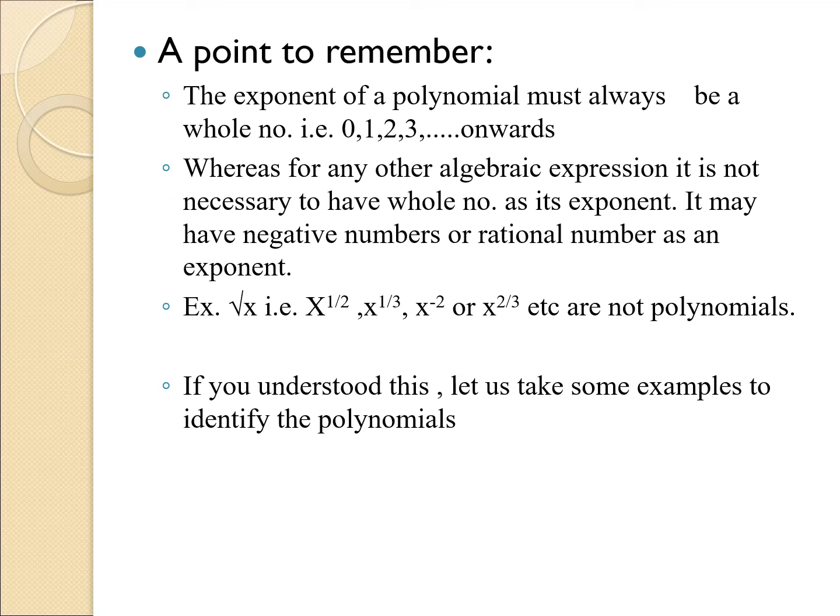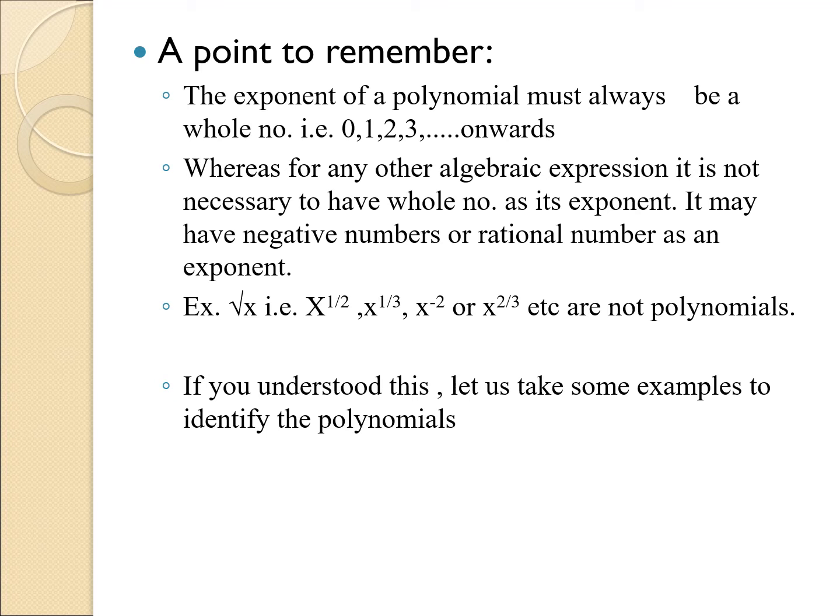Now here a point to remember is the exponent of a polynomial must always be a whole number. Remember, this is very important. An exponent of any algebraic expression and an exponent of a polynomial are different terms. When I say exponent of a polynomial, then it always must be a whole number. What are the whole numbers? The numbers starting with 0, 1, 2, 3, 4, 5, 6, 7 and onwards. All the natural numbers with 0 included are called whole numbers.